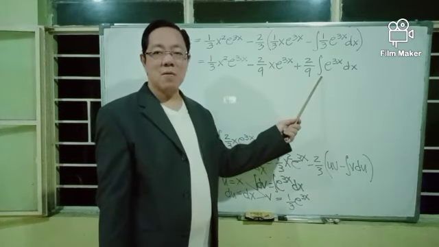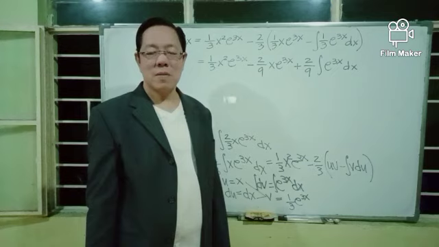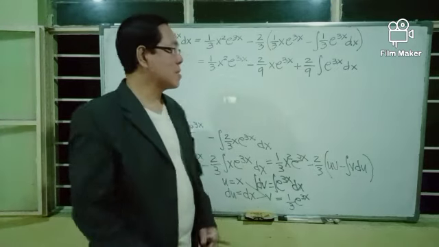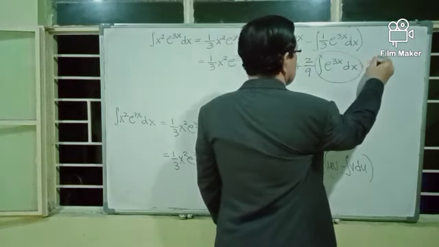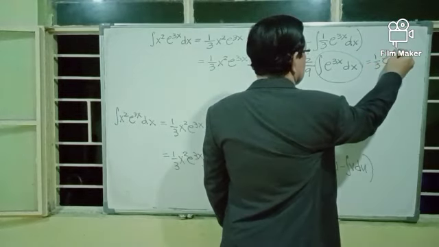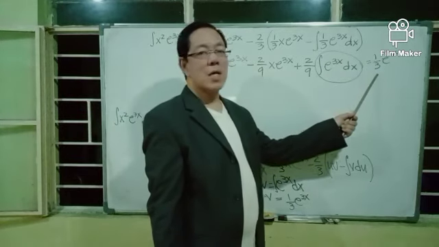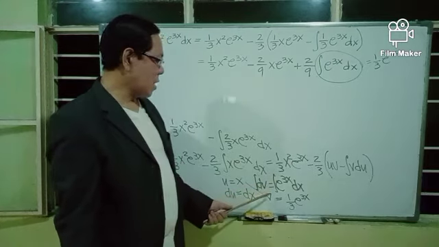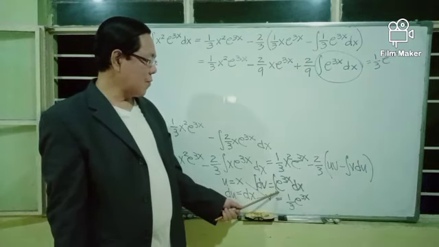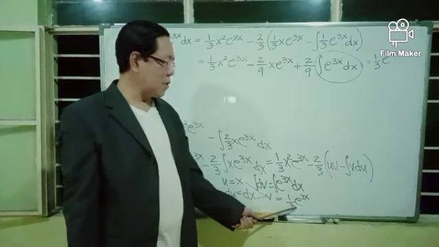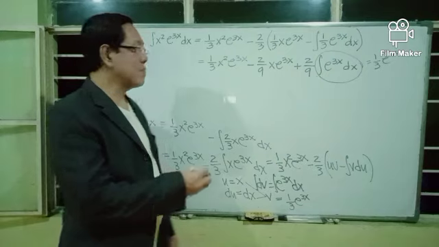But we already found the integral of e to the 3x dx earlier during our first application of the integration by parts. We found that the integral of e to the 3x dx is equal to 1/3 e to the 3x. And we also use that in our second application of integration by parts. Here, the integral of e to the 3x dx is 1/3 e to the 3x. The first and second terms are the same.